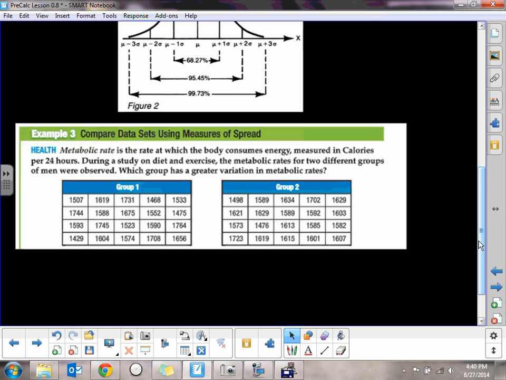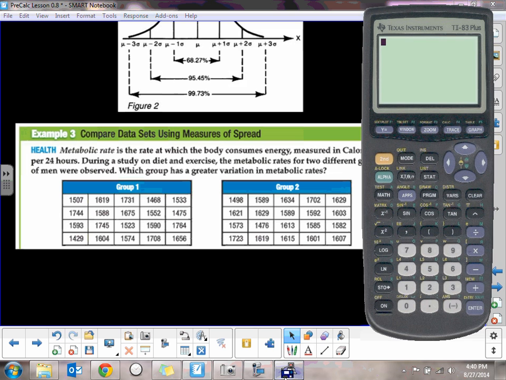Metabolic rate is the rate at which the body consumes energy, measured in calories per 24 hours. During the study on diet and exercise, the metabolic rates for 2 different groups of men were observed. Which group has a greater variation in metabolic rates? To speed this up, we're going to utilize our calculators to take these larger pieces of data to calculate variance, standard deviation, range, and we're also going to look at the mean and median.